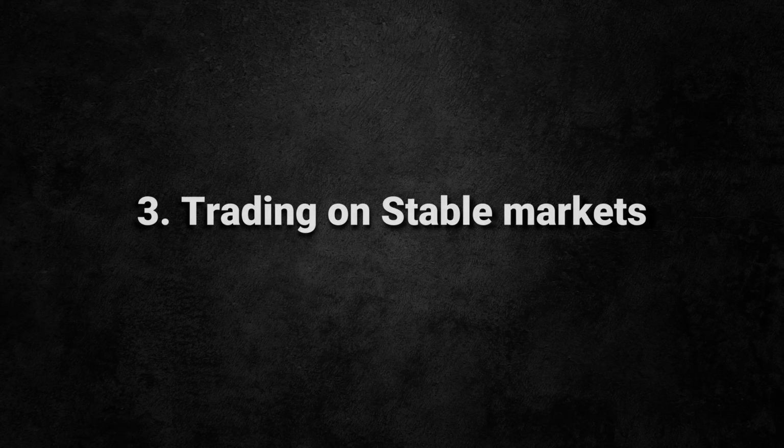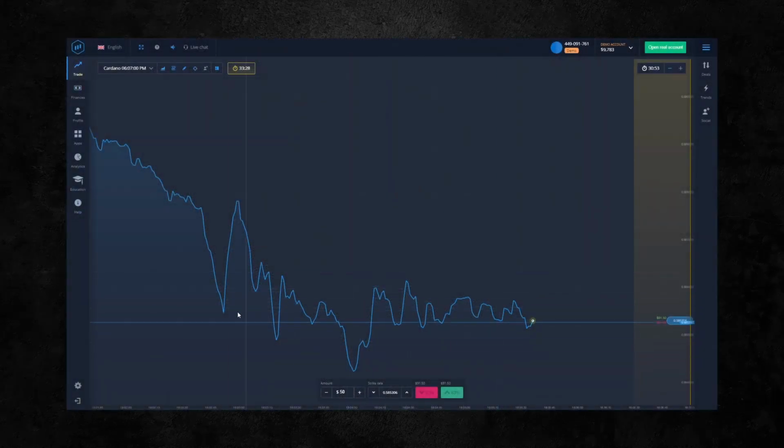The next big mistake lots of people make is trading on stable markets. Here's an example of a stable market. It's very difficult to identify the trend of this market. If you stumble upon a market like this, it's better to change to a different market or trade at a different time.